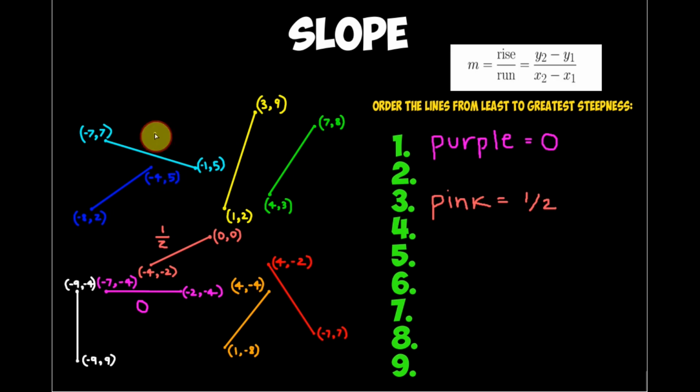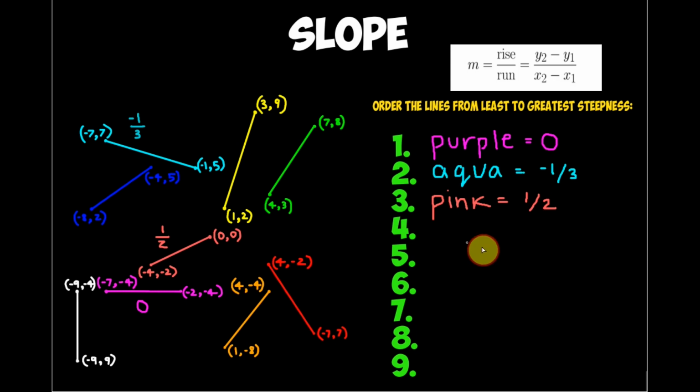And let's do the aqua one now. This one right here. The y2 for this one is going to be 7, and y1 is going to be 5. So 7 minus 5 divided by negative 7 minus negative 1. So this becomes positive. And 7 minus 5 is 2, divided by negative 7 plus 1, which is negative 6. This simplifies to 1 over negative 3. So it's negative 1/3. And we'll just write that down.